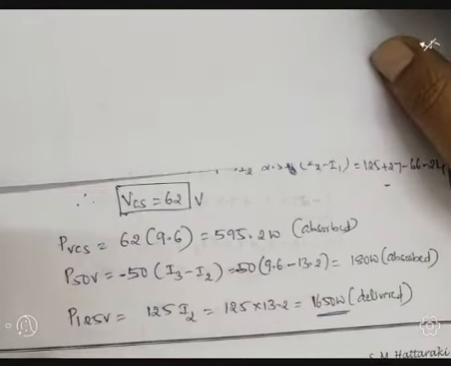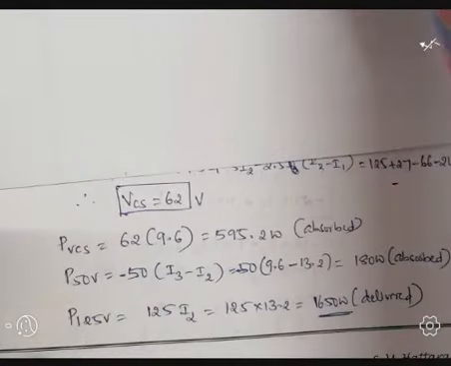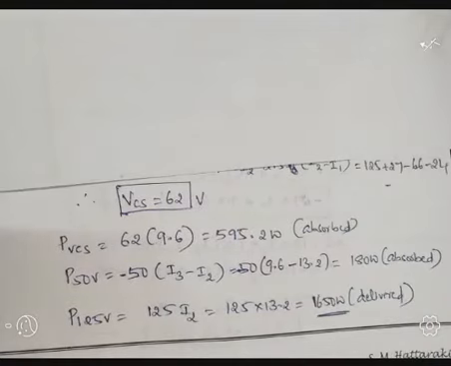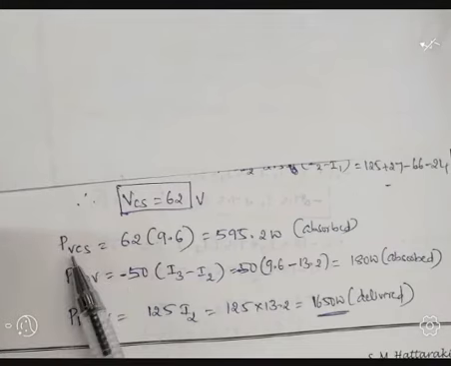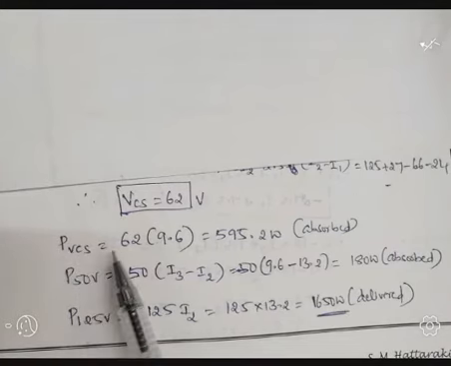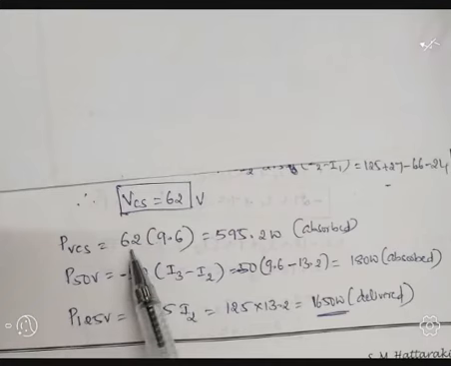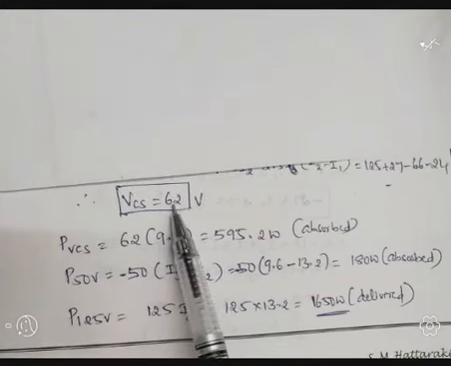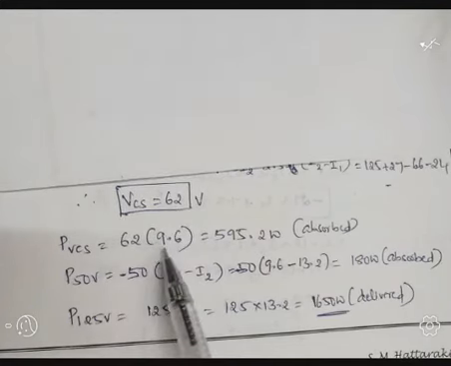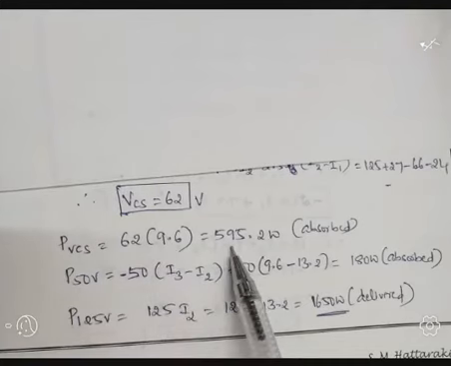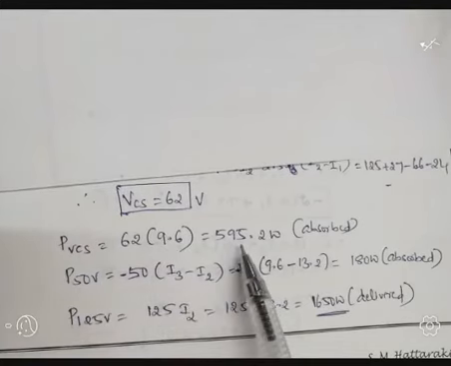So the last step is the power delivered by the total network. First I'm going to calculate one by one. The power delivered by the dependent voltage source, that is 62, multiplied by 9.6. So how much do we get? 595.2 watts, it is absorbed.